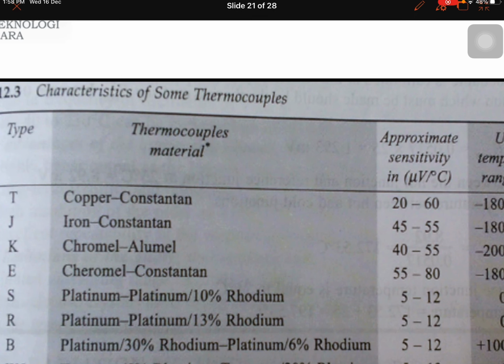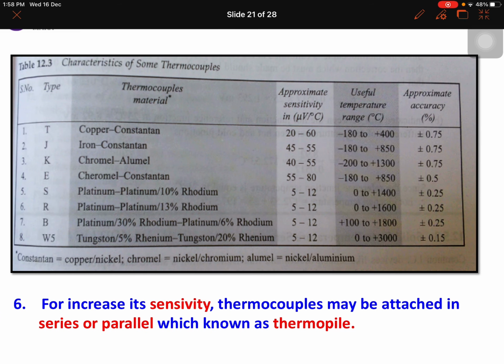This table shows the characteristics of some thermocouples. To increase sensitivity, thermocouples may be attached in series or parallel, which is known as a thermopile. So a thermopile is a combination of many thermocouples.